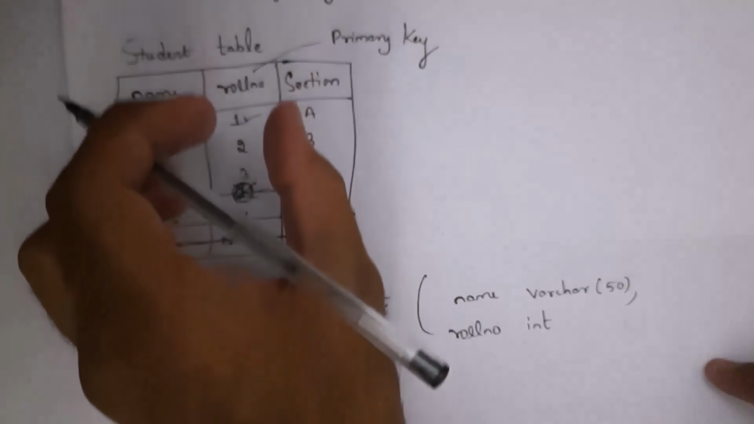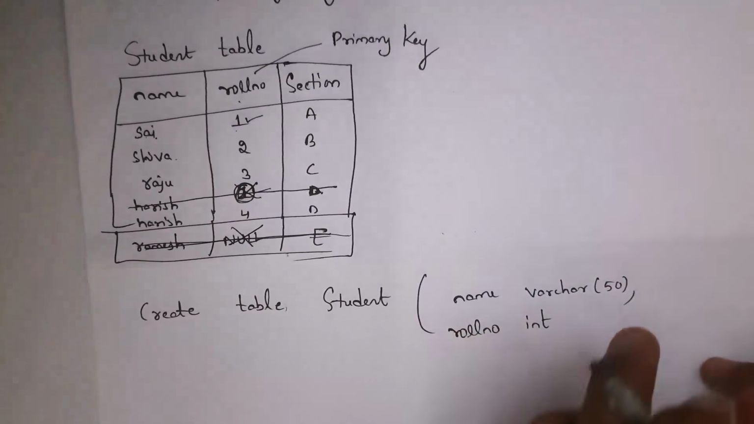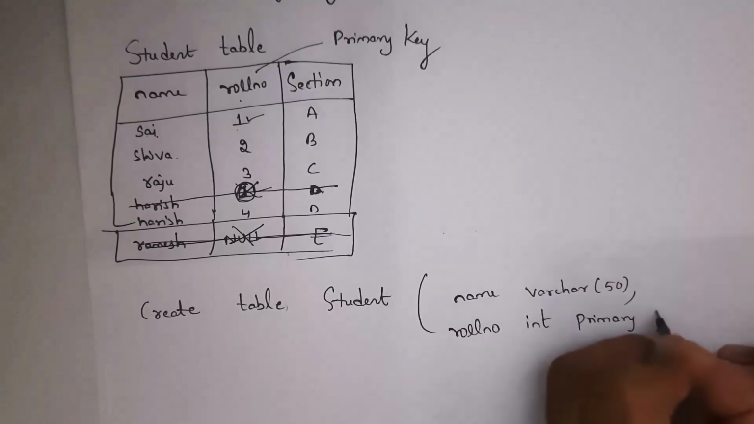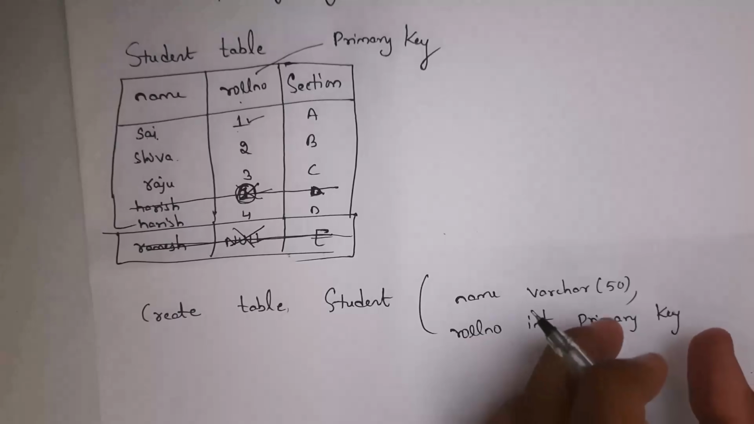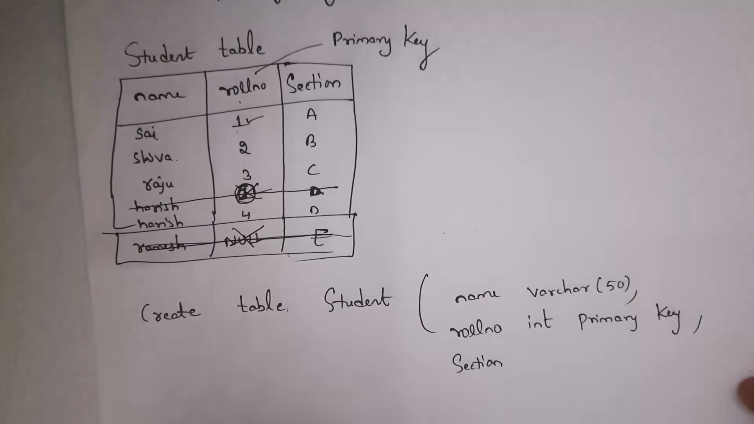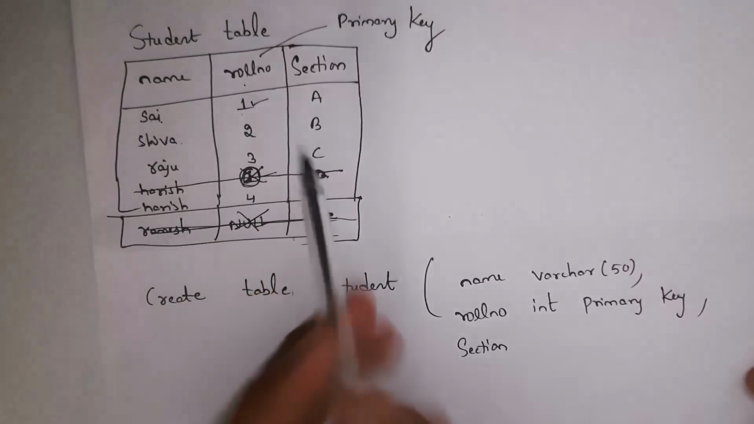Now I want to give a primary key for this rule number column. So just after writing rule number and data type, just write here primary key. So write here primary space key, that is nothing but I am giving a primary key for this rule number column, comma, and the last column is section. So write here section. I want to give sections like section A, section B, section C, and so on.